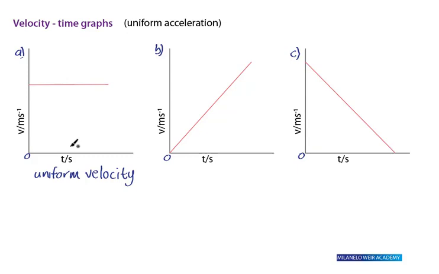Let's look at B. What can we say about B? At B, what we notice is it has a slope. The slope is a straight line. When it's a straight line, this slope is not changing. So the slope is constant because it's not changing. And what is constant here is the acceleration, because the slope represents what? Acceleration in a velocity time graph. So constant acceleration.